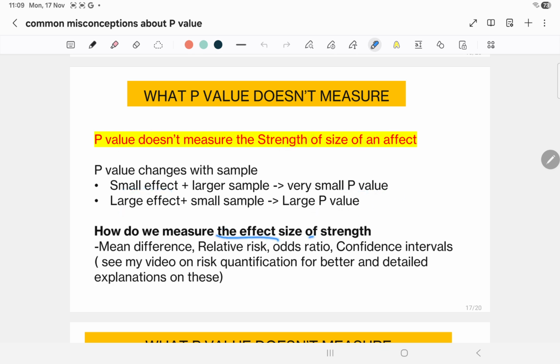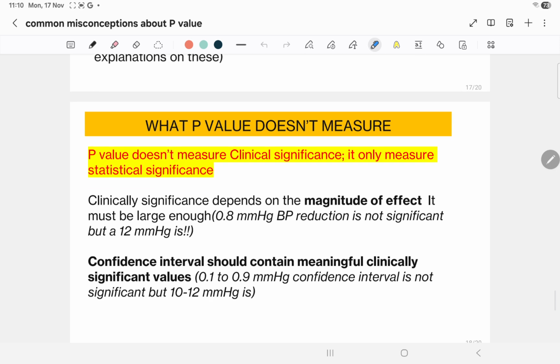Then how do we measure the effect size or the strength? By different metrics, that is mean difference, relative risk, odds ratio, confidence interval, and all these things. So I have a video on risk quantification where I have discussed this. So if you want, you can go back and check that.